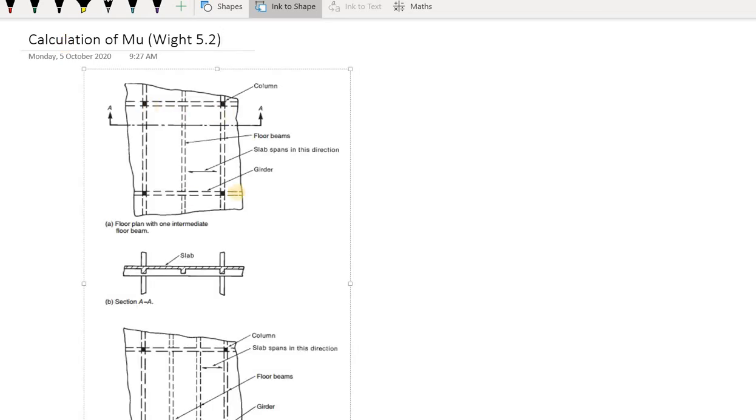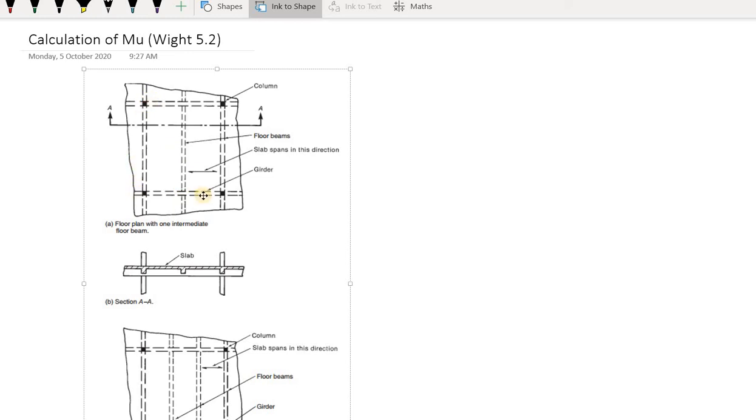You see, these are the columns, 4 columns, and the slab is continuous on this side as well as on this side. On all 4 sides, it is continuous. On these columns are resting these girders, these 2 girders, and perpendicular to them are running these floor beams. This is a floor beam, this is another floor beam, this is another floor beam, and so on.